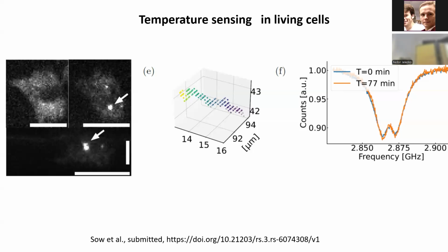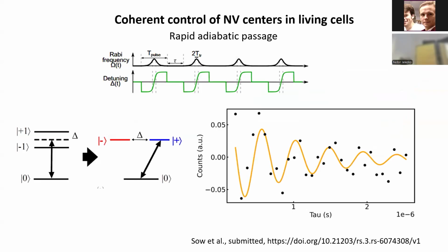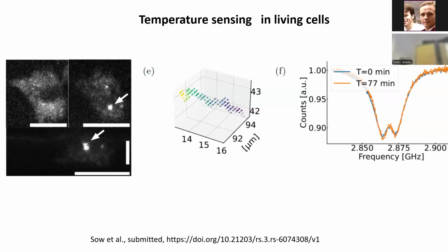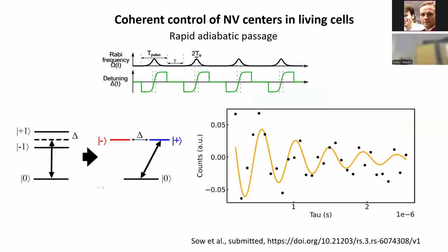Remember that the position of these ODMR lines carries information about the temperature. The measurement of these lines is simple in this experiment, but it's not very sensitive because we have a broadening of the line, and the sensitivity of tracking depends on the line width, like in magnetometry. So we also work on developing techniques which make this temperature sensing more precise.